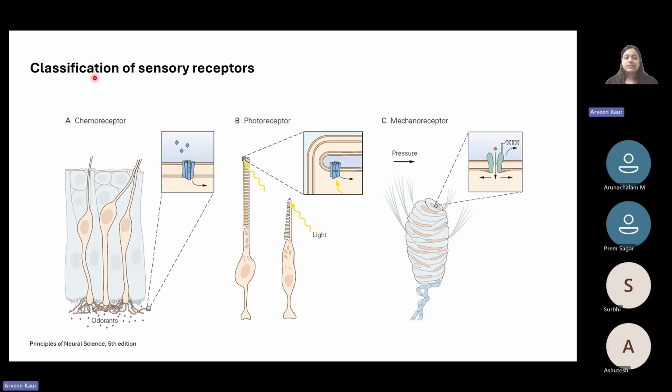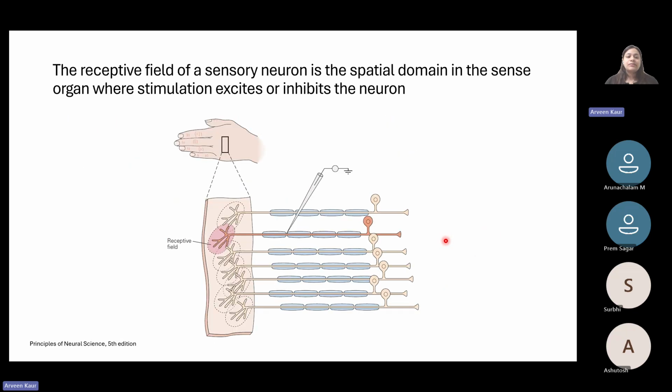So when we classify sensory receptors, they could either be chemoreceptors, wherein the stimuli are chemicals, right? Or they could be photoreceptors, wherein the stimulus is a light or photon. Or it could be mechanoreceptors, wherein the stimuli are pressure, pulses, etc., right?